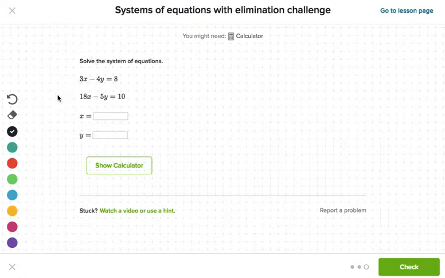Now, if we look at these two equations right here, we can see that we have no common terms, no similar terms that can actually cancel each other out. So we need to make something that will cancel each other out. Now, a -4 and a -5 may not be immediately useful because we would need to multiply both of them. One is not a factor of the other. However, we do note that 3 is a factor of 18. If we divide 18 by 3, we get 6.